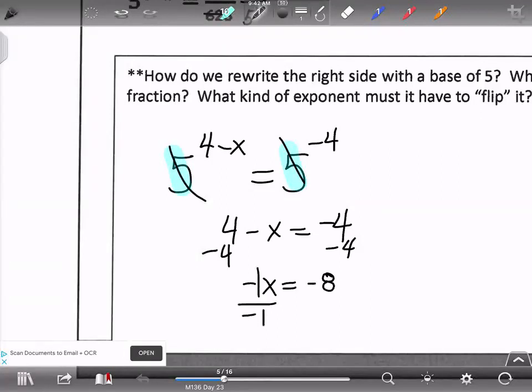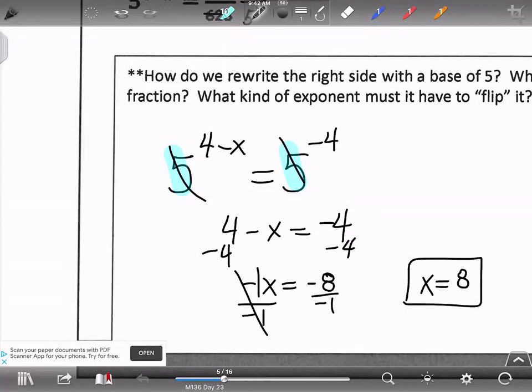That negative in front of x is like a negative 1. To get rid of it, we're going to divide by it. So x equals 8. And that right there is your final answer.